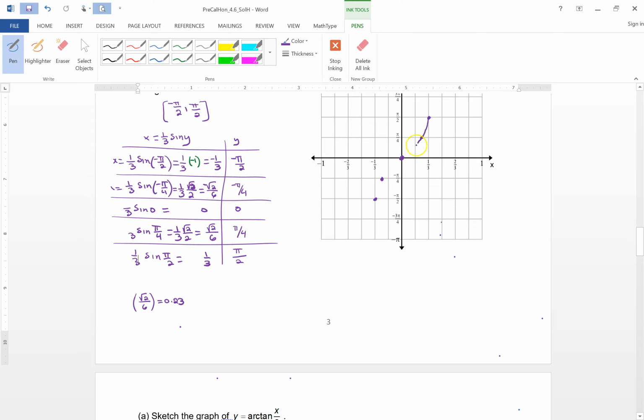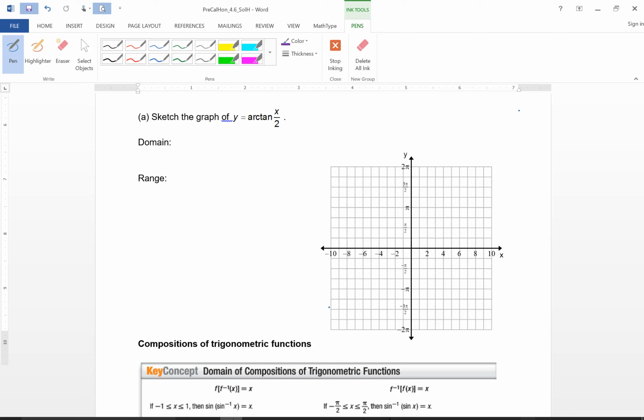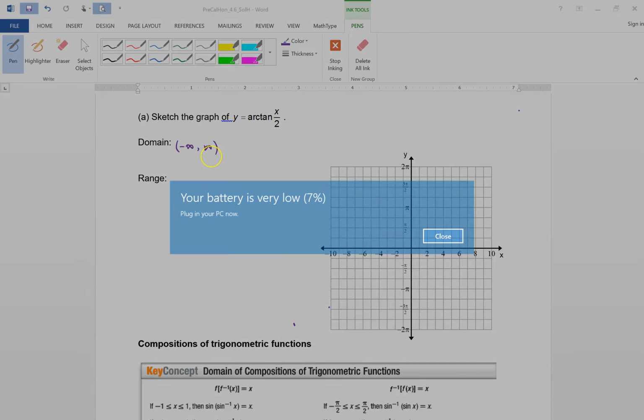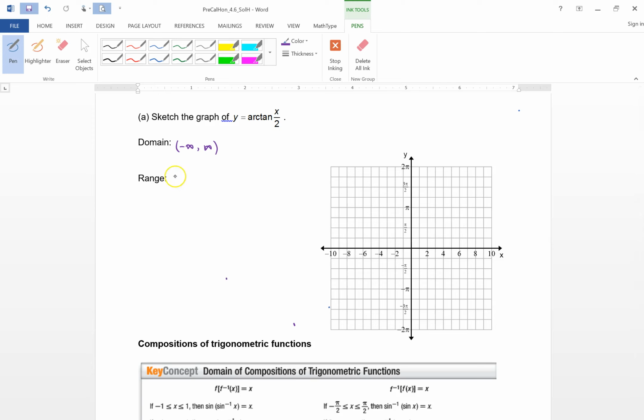And my graph looks like this. For inverse tangent, what is the domain? Negative infinity to infinity. So remember for tangent, the range is negative pi over 2 to pi over 2. And remember, it's going to be in open parentheses because you have asymptotes there.